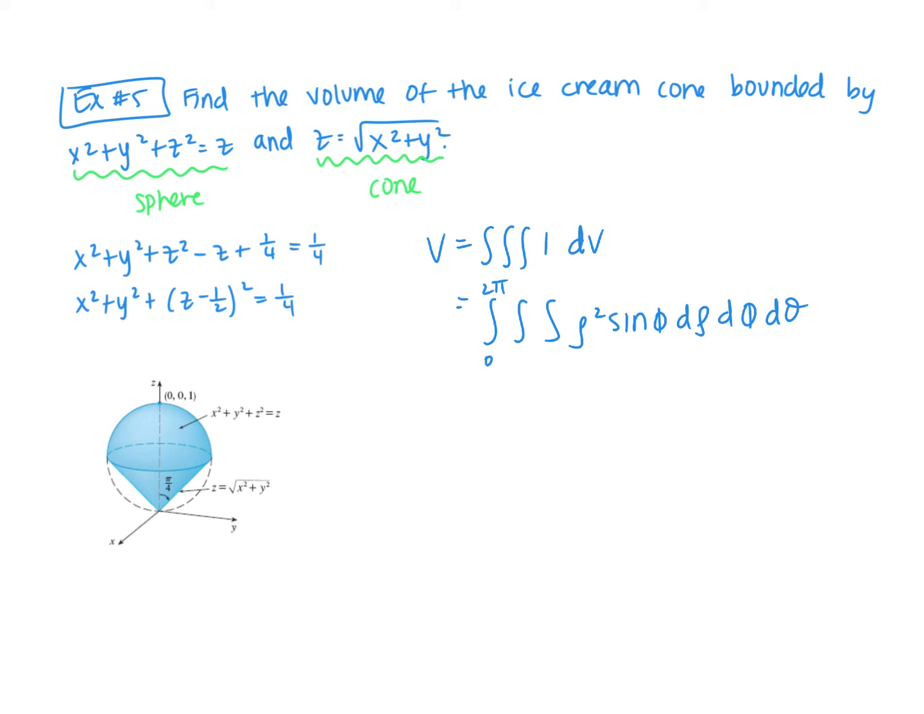The closest distance we have for rho would be right here. The furthest distance we have for rho would be out to the sphere. So we're going to have to use the sphere to help us find our limits for rho. If we take x squared plus y squared plus z squared equals z, and convert that to spherical, on the left side we get rho squared. On the right side we get rho cosine of phi. Taking out a rho, we get rho equals cosine of phi. So that is the equation for the sphere in spherical coordinates. So our rho will go from 0 to cosine of phi.